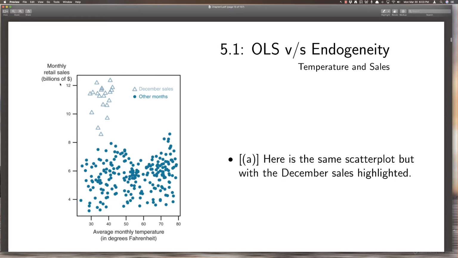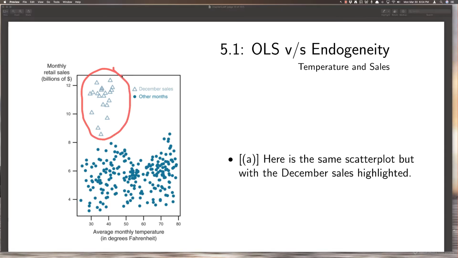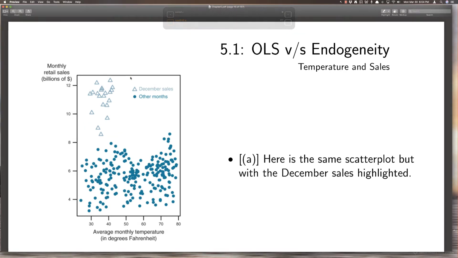and we have the monthly retail sales in billions of dollars. And what I've done here is I've just recoded the shape for the months that are Decembers. All right, and notice all of the Decembers are clustered up here in the top of the graph. So there's something going on here with Decemberness. And of course, we all probably know what that is.